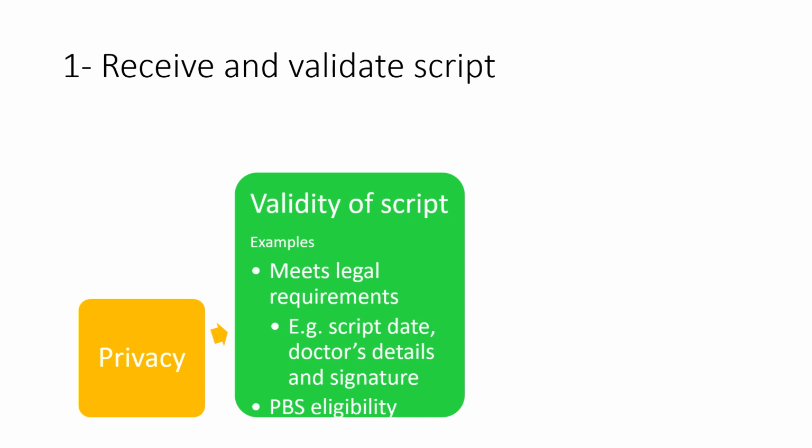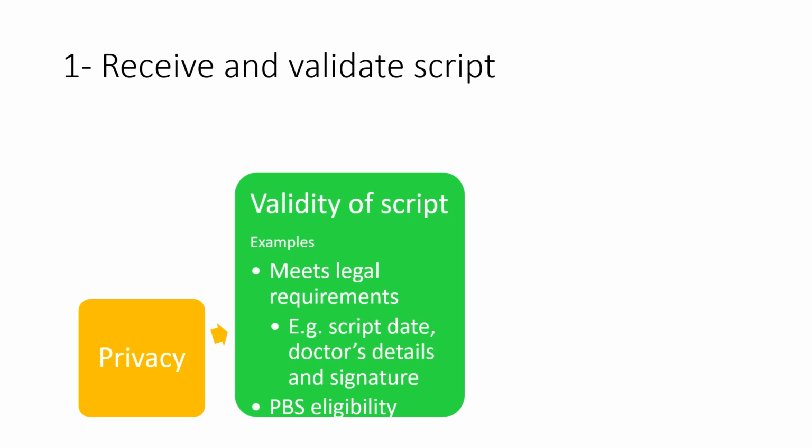Script date. We know that for S4s it takes 12 months to expire and S8s is 6 months. We need to check that the signature is available, for example. We need to check PBS eligibility, for example, if the medication is covered on concession, if it's an authority prescription, that all the authority requirements are met.